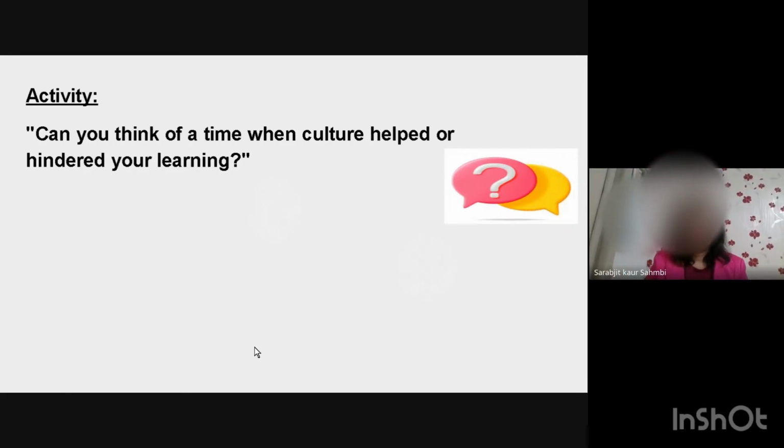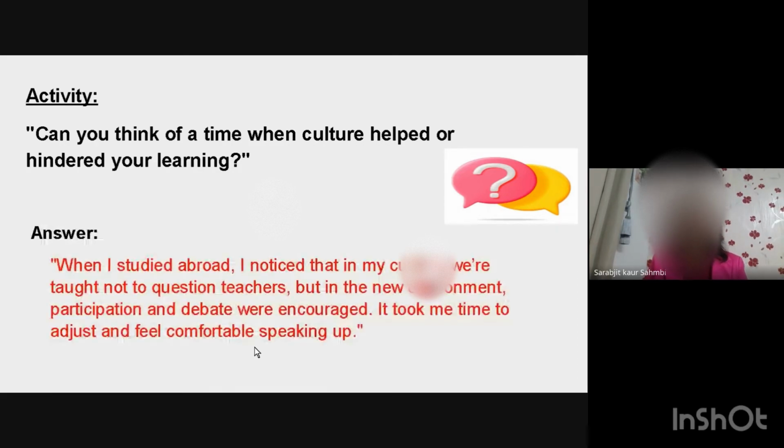Okay. Well said. And now this is an answer from a student: when I studied abroad, I noticed that in my culture we are taught not to question teachers. But in the new environment, participation and debates were encouraged. It took me time to adjust and feel comfortable speaking up. Right. So whatever both of you told is very correct, and you can see the reflection of your answers in this also.